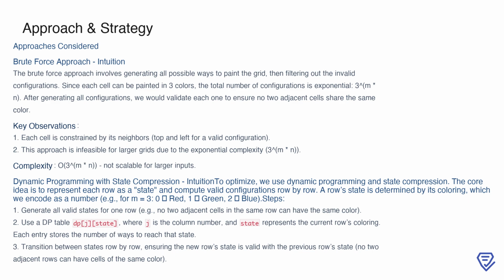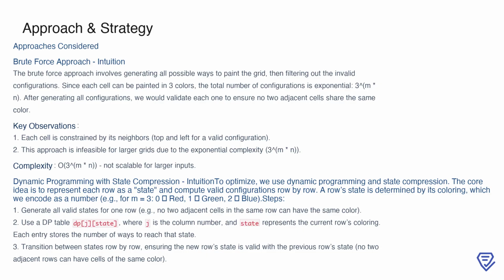However, this method quickly becomes computationally infeasible as the grid size increases. The key challenge lies in the constraints: each cell's color depends on its neighbors, both to the left and above, and ensuring no 2 adjacent cells share the same color requires significant validation. This results in an exponential time complexity of 3^(m*n), which is not scalable for larger grids.